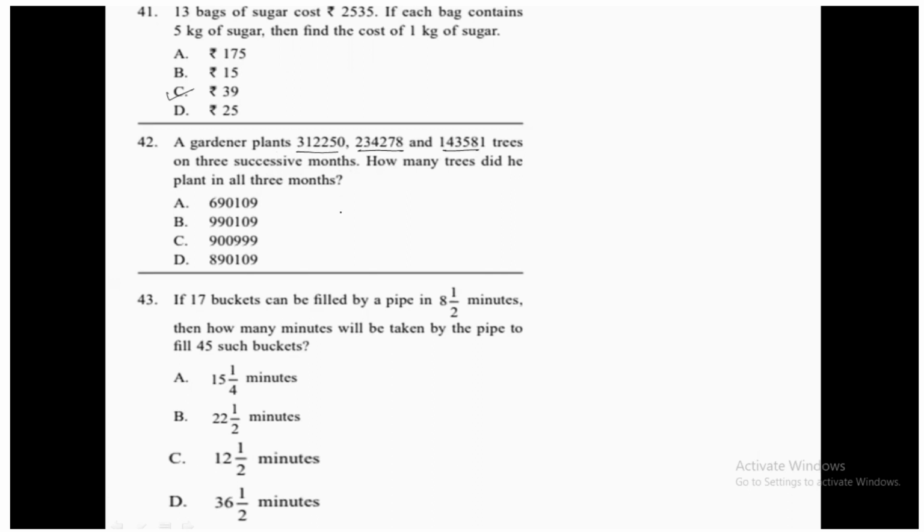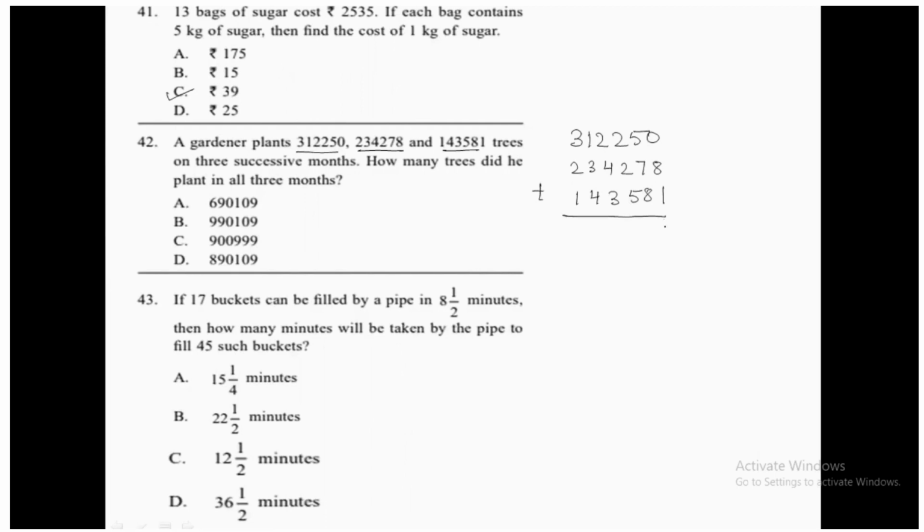So what we need to do, it is asking how many plants he planted in all the 3 months. Okay, so what we will do, we will add all the number of the plants that he planted over these 3 months. So when we are adding them, what we are getting is: the first is 312,250. Second one is 234,278, and third one is 143,581. Okay, let's add them.